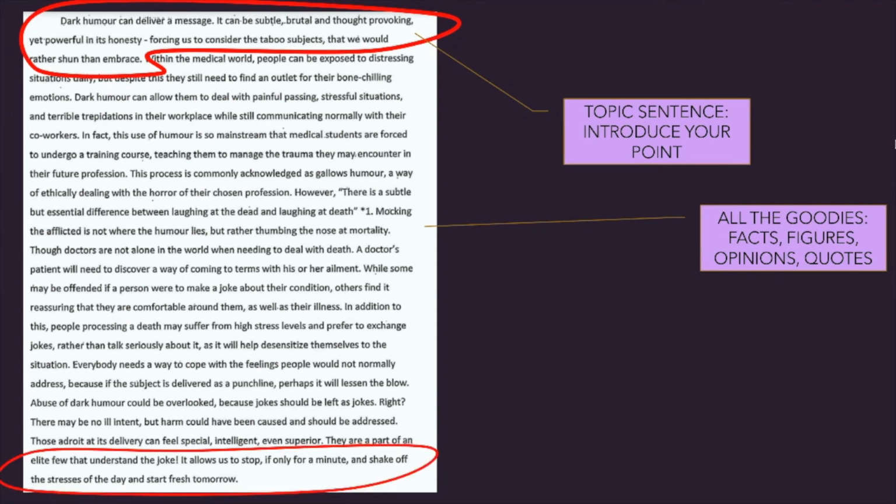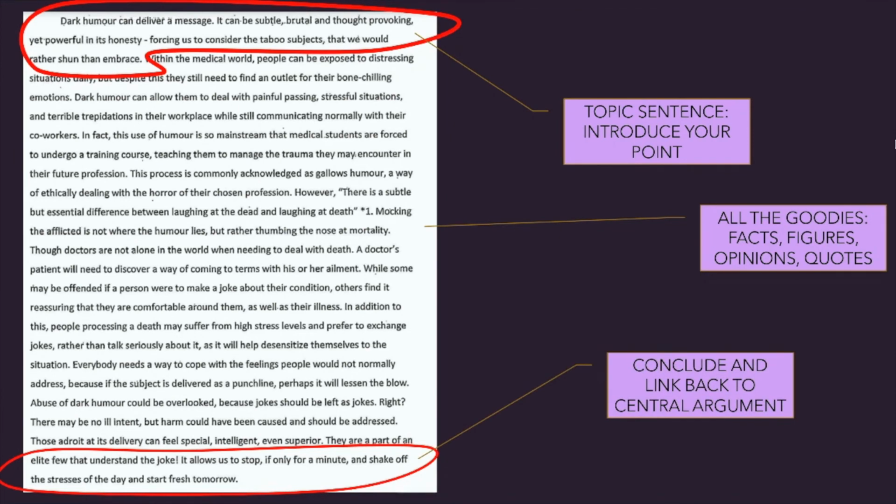And then finally at the bottom, we've got a little concluding sentence that explains what it is that he's been talking about for the last very long paragraph, where they conclude and link back to the central argument, this idea that dark humour is a good thing. It allows us to kind of process and move on with our lives. So, very different type of essay, but it's still persuasive, still comes under the banner of discursive.